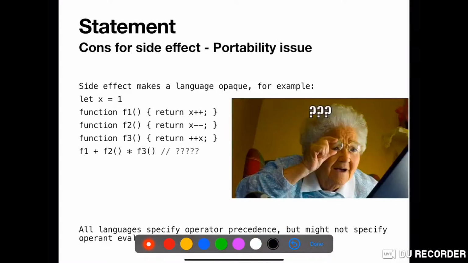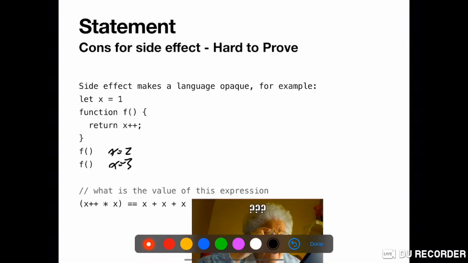Now there is an x plus plus here. So here x becomes 4, but x plus plus returns the value before the increment. So this is evaluated to 3. And then after this is evaluated, x is evaluated, so x is 4. So 3 times 4 equals 4 plus 4 plus 4. So this evaluates to true. But it's amazingly hard to prove.